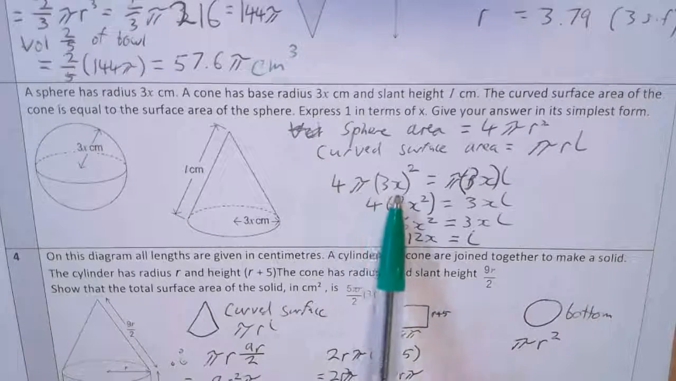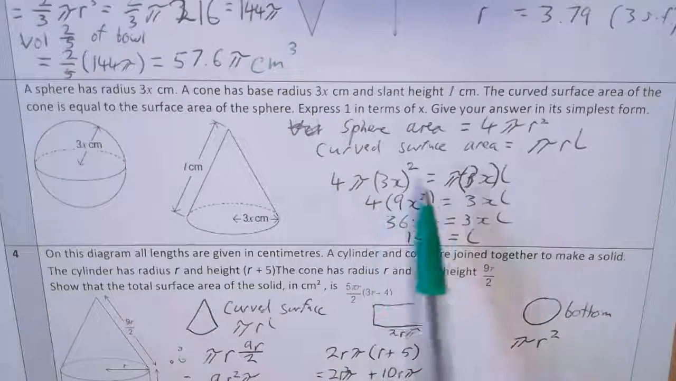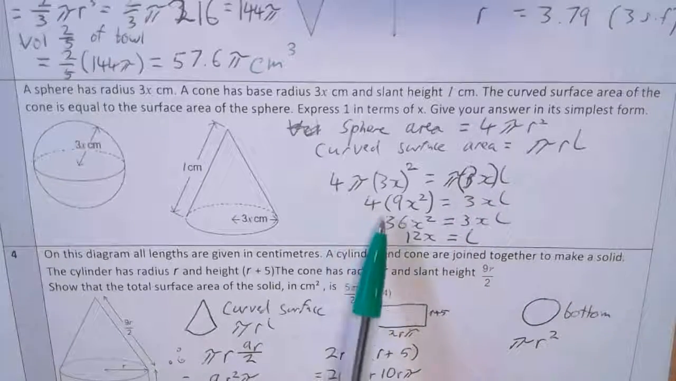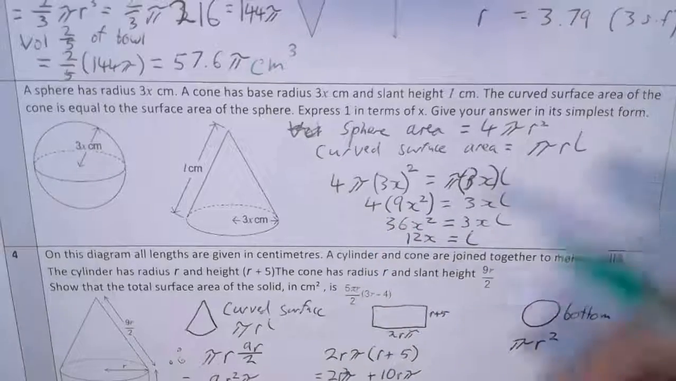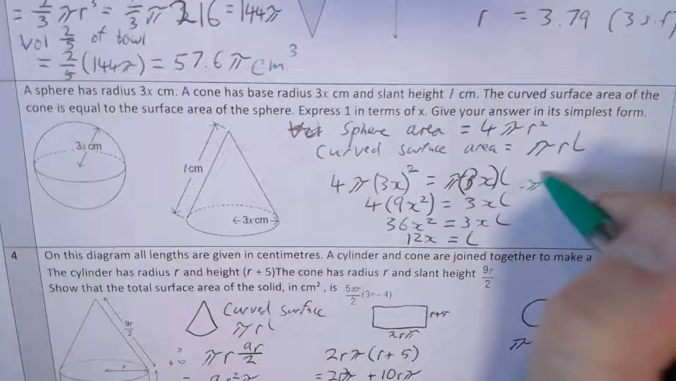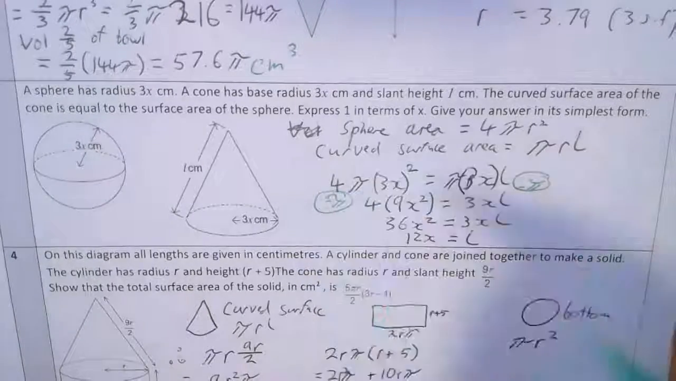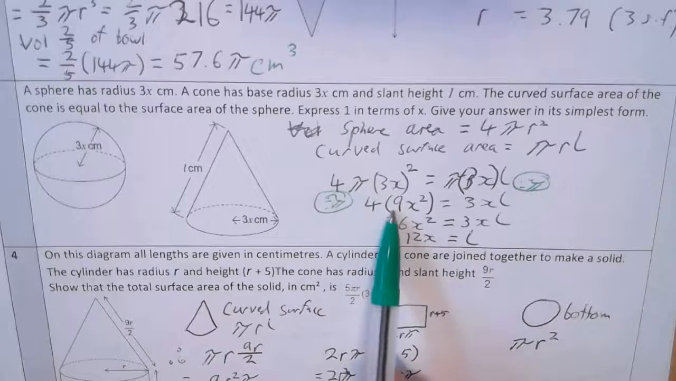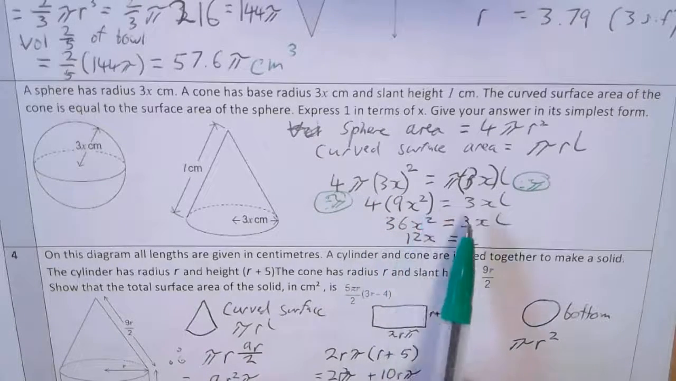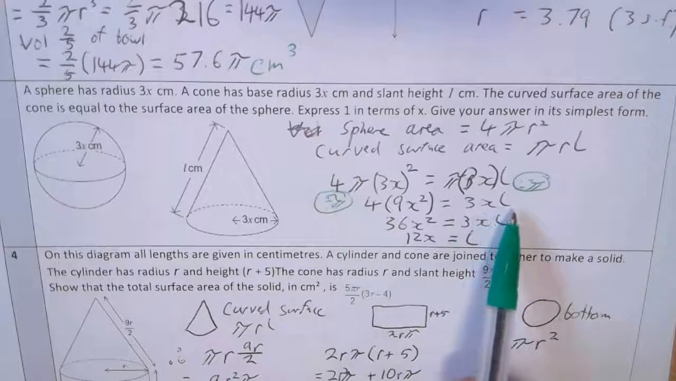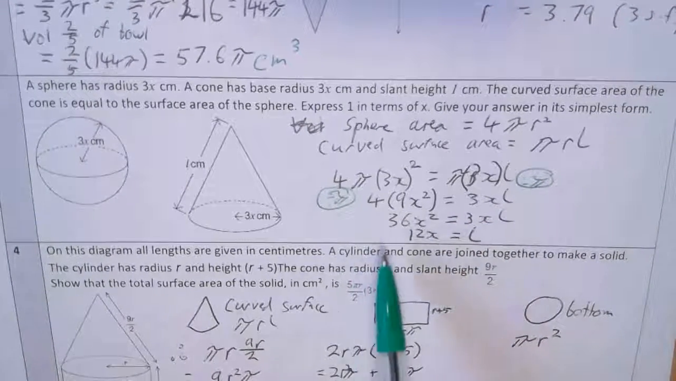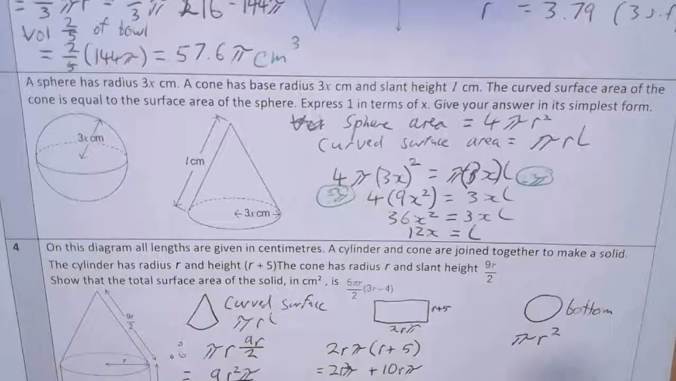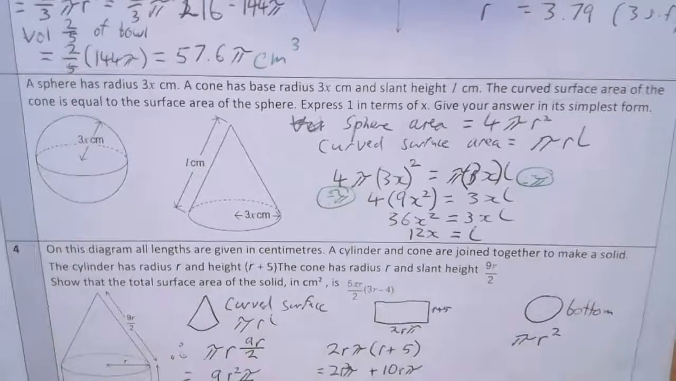So I've got 4 pi times 3x squared is equal to pi times 3x times L, and then I'm dividing both sides by pi. That gives me 4 times 9. Don't forget to square the coefficient as well. 4 times 9x squared is equal to 3xL. So I've got 36x squared equals 3xL. Divide both by 3x gives me 12x equals L. And that's that.